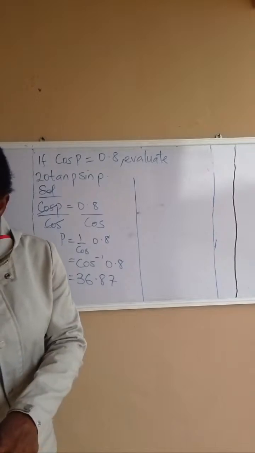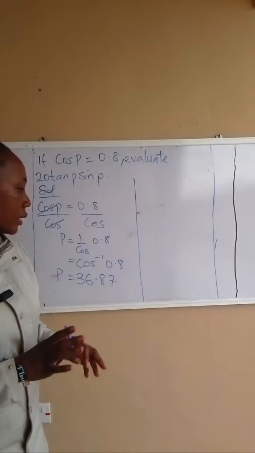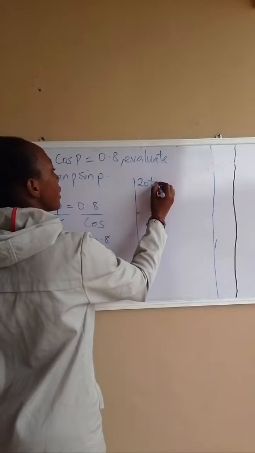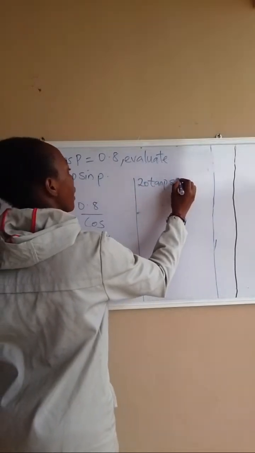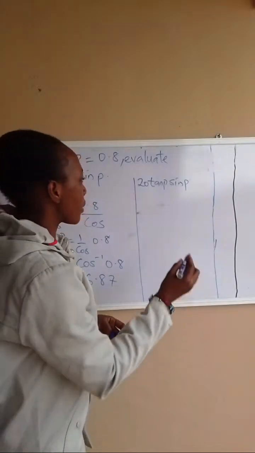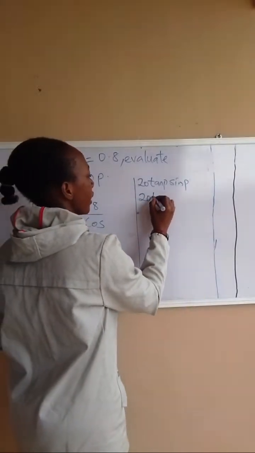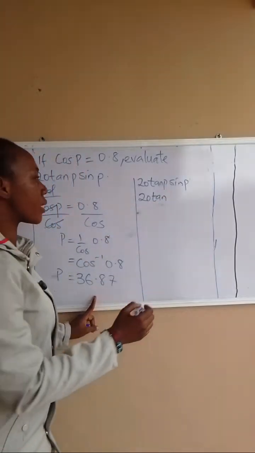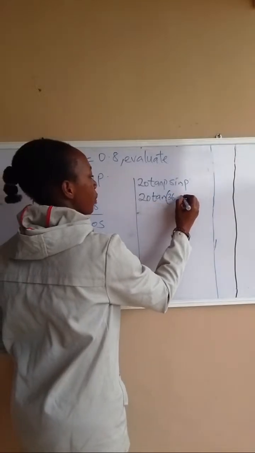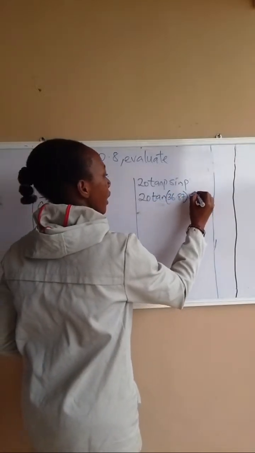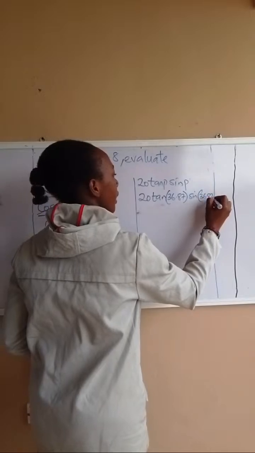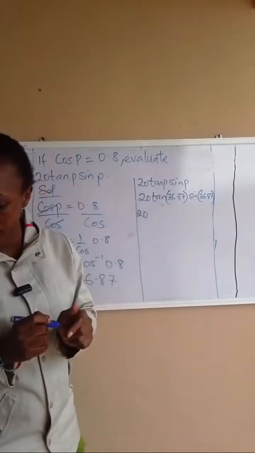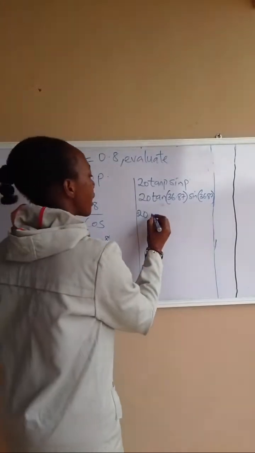36.87 degrees. So now, since we've gotten this value, next we're going to look for 20 tan P sine P. All right, so 20 tan, what's the value for P? 36.87. So 20, what is tan 36.87? That will give us 0.75.